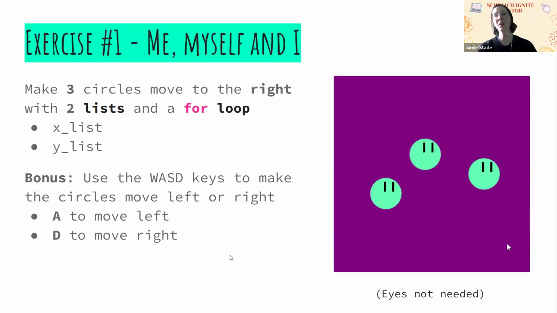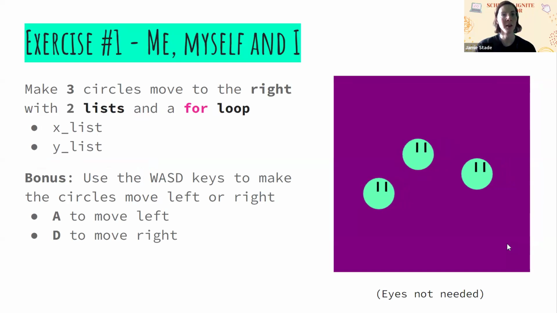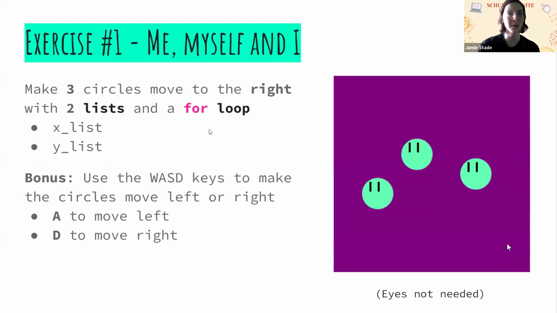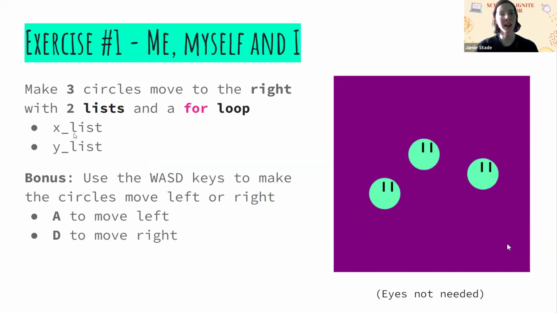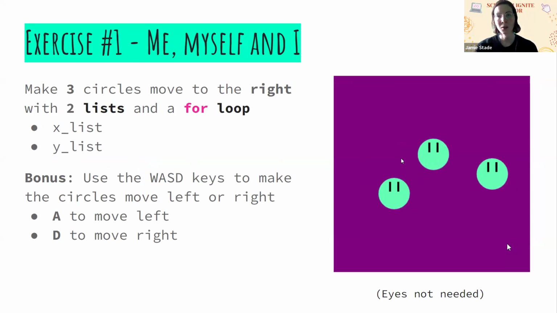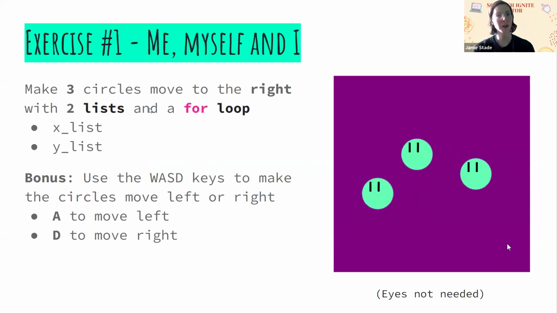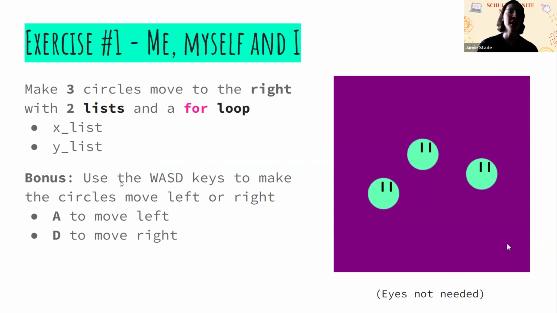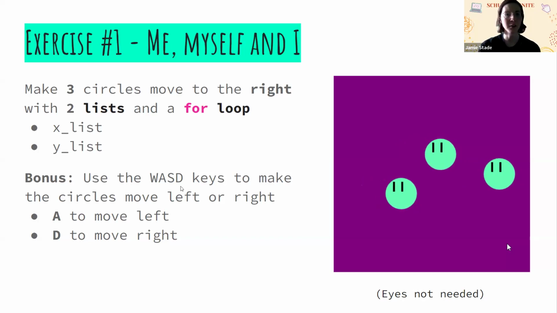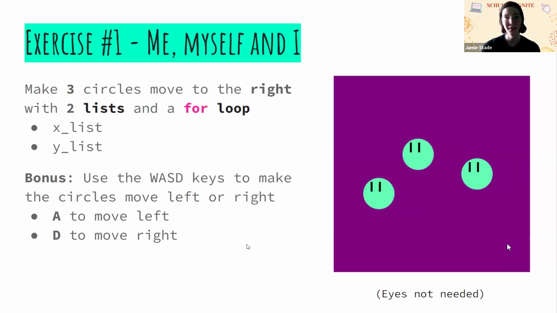Okay, so let's move on to our first exercise using these concepts. In this exercise, we're going to create 3 circles that move to the right with 2 lists and a for loop. So we're going to need a list of X positions and a list of Y positions for each of the circles. So first, just figure out if you can create these circles and make them move to the right. And then as a bonus, using our key pressed variables that we talked about before, you can use the WASD keys to see if you can make the circles move to the left or right when you press those keys.